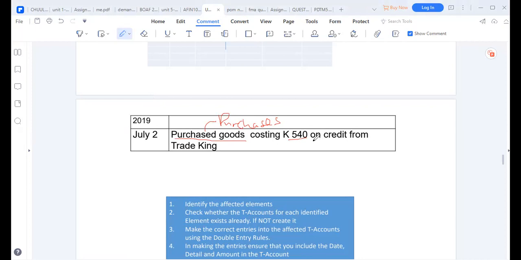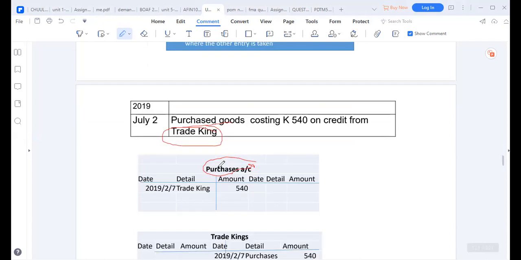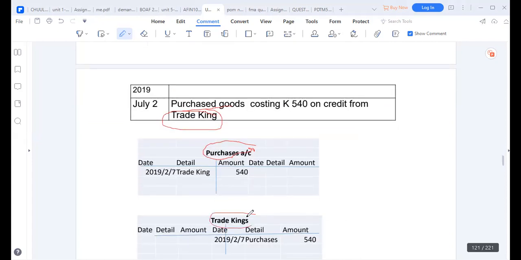Costing 540 on credit from TradeKings. So if it was bought on cash, we don't need this creditor because we don't have a debt. But everything that was bought on credit, we need to take to another account. This is TradeKings. So we have two accounts here. Purchase goods, so meaning we have a purchases account. If we bought on credit from TradeKings, TradeKings becomes our creditor. So we're going to open a TradeKings account.